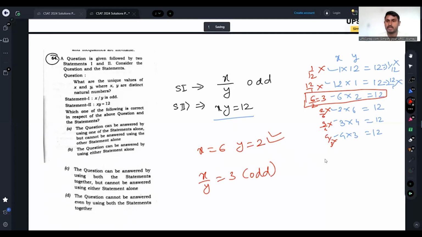What we are doing again, we are using both the statements so as to answer the question, right? So the question can be answered by using both the statements together, but cannot be answered using either statement alone. Again, option C will be the correct answer in this case.